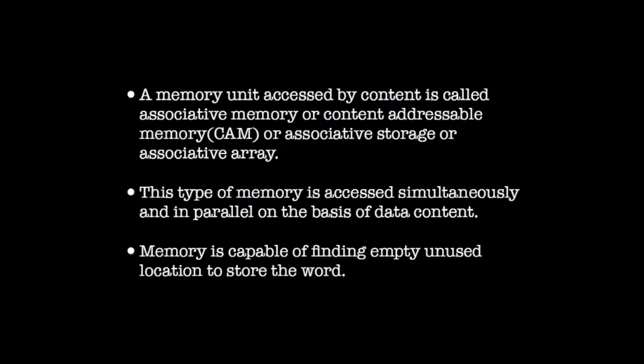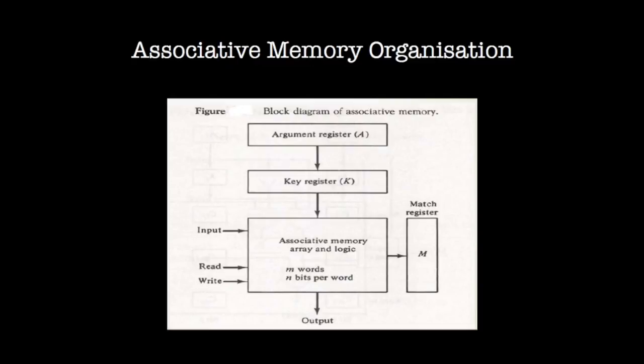A memory unit accessed by content is called associative memory or content addressable memory (CAM), or associative storage or associative array. This type of memory is accessed simultaneously and in parallel on the basis of data content. Memory is capable of finding an empty unused location to store the word. This is the flowchart of associative memory organization.